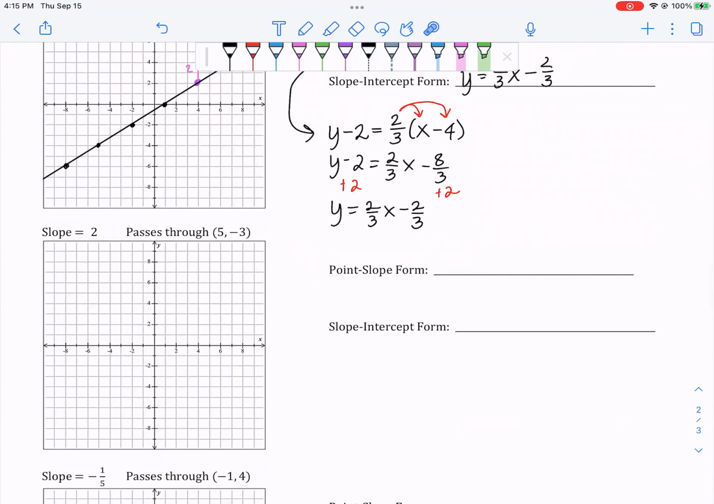All right, let's try it again. So we have our m value, we have x1, we have y1. We're going to start by plotting our point, (5, -3). Plot. Our slope is 2. 2 is the same as 2/1. So we will go up 2, we will go right 1.